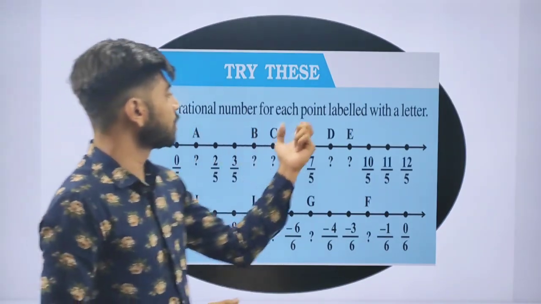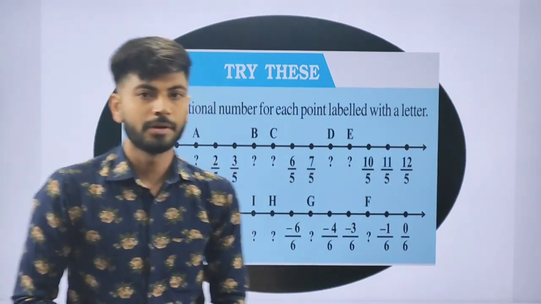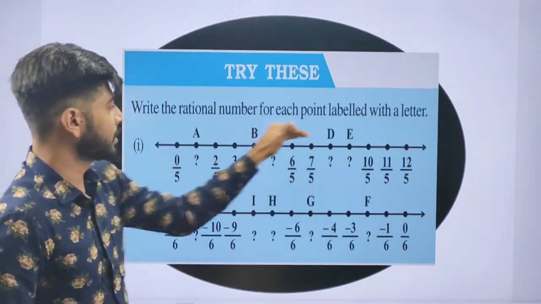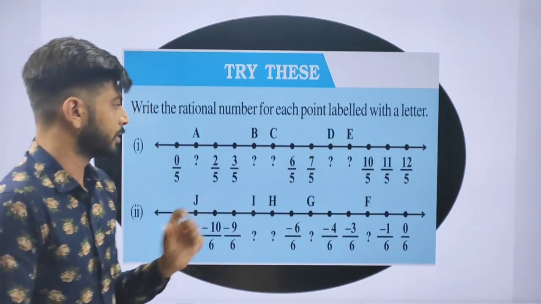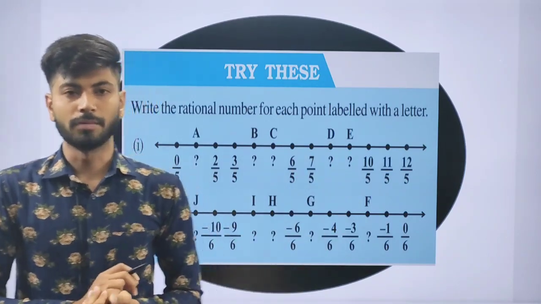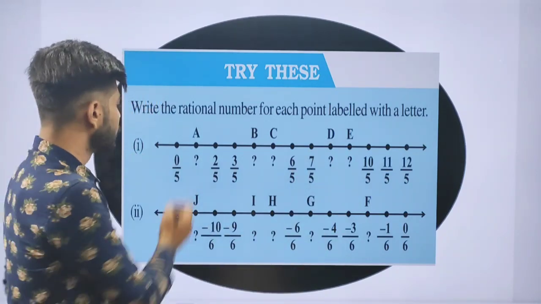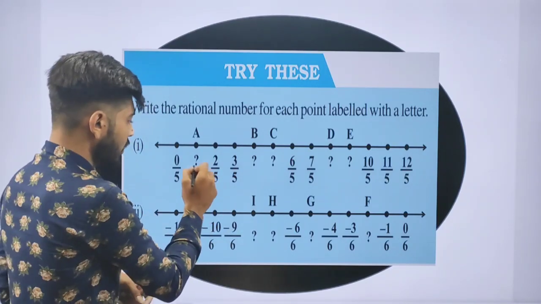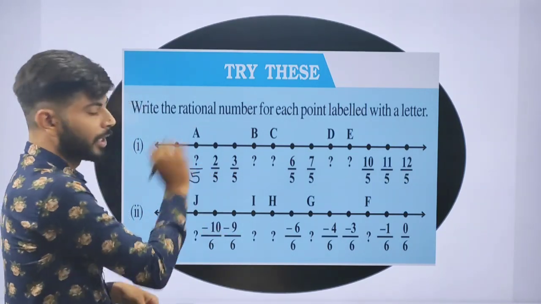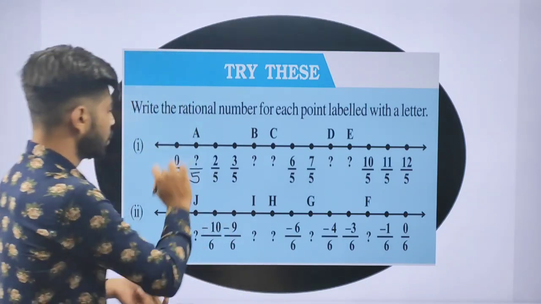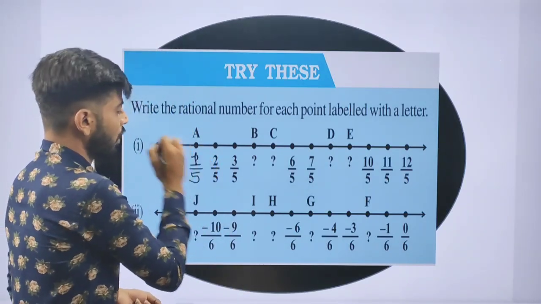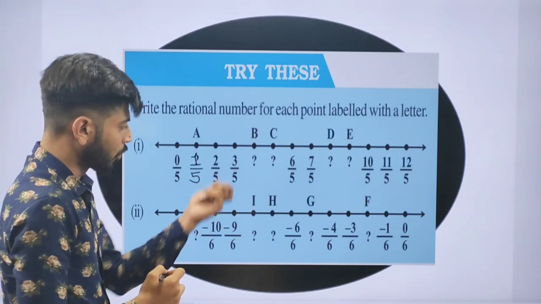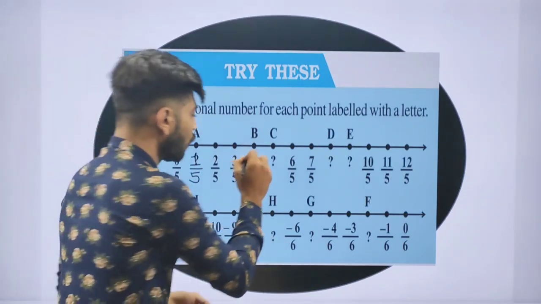Write the rational numbers for each point labeled with a letter. You can see A, B, C, D, E is given. We have to just put the rational number instead of that letter. Now 0 upon 5 is given. So what will be the next? The denominator we will put as it is, and numerator will be changed. So 0, then it will be 1. 1 upon 5, then 2 upon 5, 3 upon 5, then 4 upon 5.